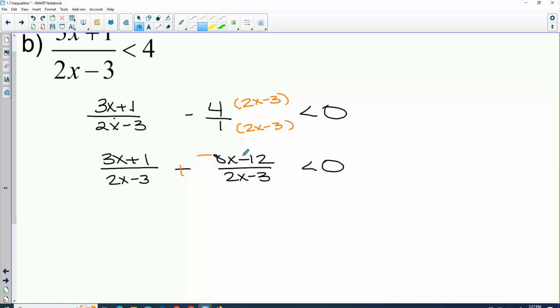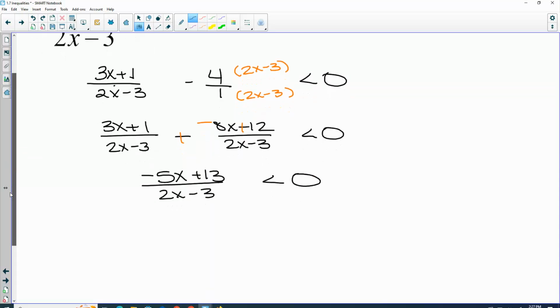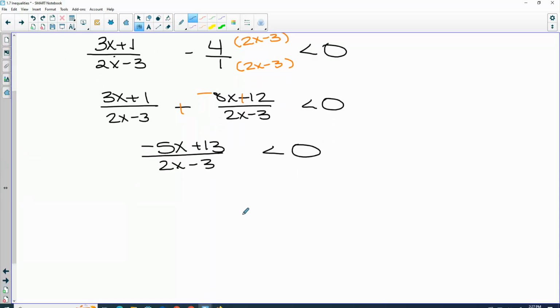Switch our signs because we're subtracting, and then since the denominator is the same, we can put them together. So 3 plus -8 is -5x. 1 plus 12 is 13. I have a single fraction, I have 0 on the other side. Now I need my numbers. So I need to know what makes -5x plus 13 equal 0.